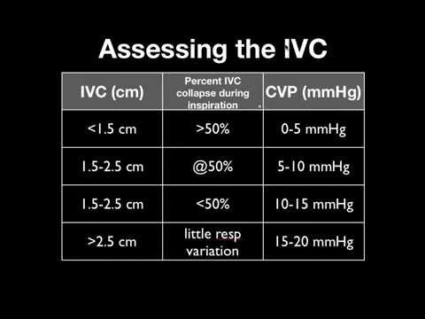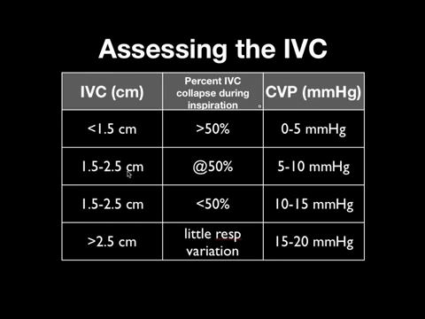Is looking at the inferior vena cava important? We'll go into this more when we go into the echocardiography lectures, but the inferior vena cava can be evaluated very nicely with ultrasound, and it correlates well with CVP readings. So an inferior vena cava that's less than 1.5 centimeters and has significant collapse with inspiration or sniffing goes along with a CVP in the 0 to 5 millimeters of mercury range.